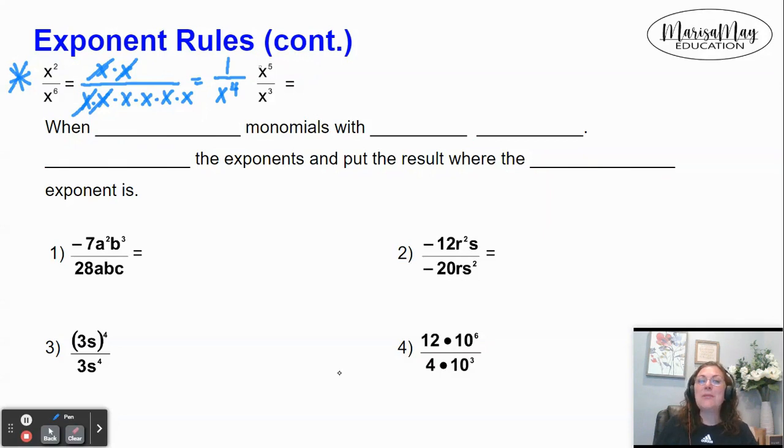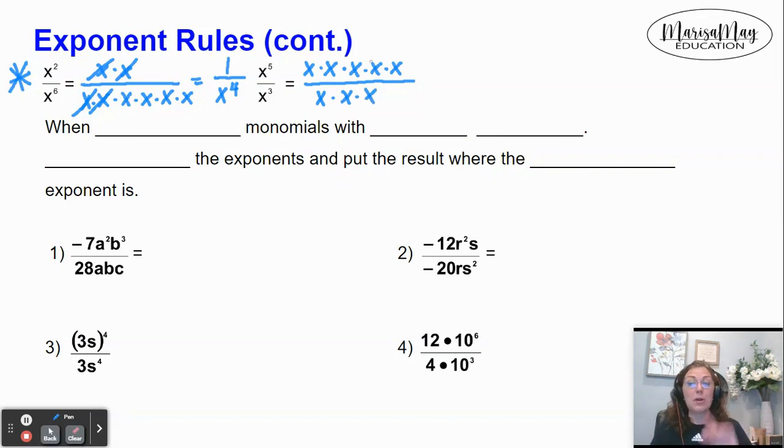Okay, let's do it again. This time with x to the fifth divided by x to the third. So x to the fifth means to multiply the x's by itself 5 times. Okay, now you've got x to the third, which means to multiply x by itself 3 times.